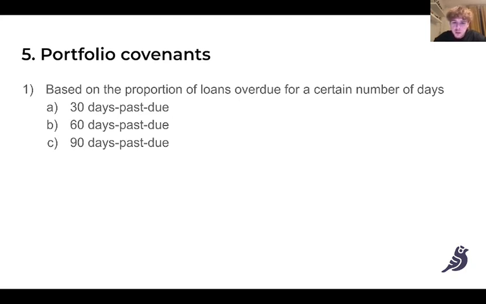Let's say the share of loans overdue by 30 days should not exceed 5%, overdue by 60 days 3%, and 90 days overdue 2%. If the borrower violates this covenant at least on one of the points, then the lender has the right to apply penalties in relation to the borrower.